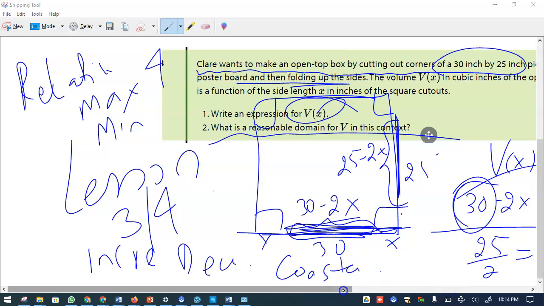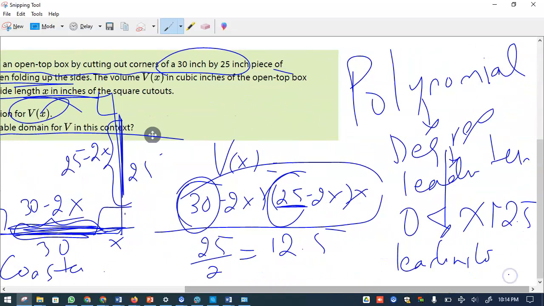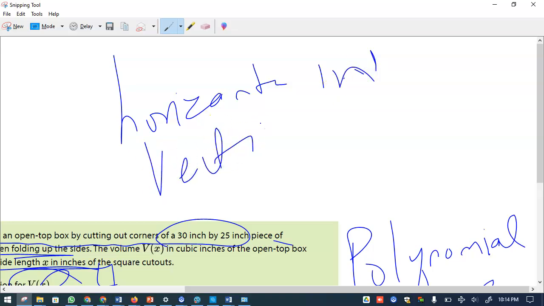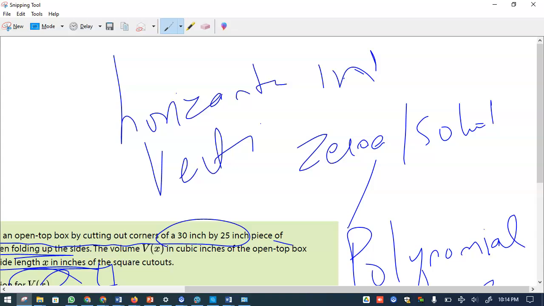And right now you may not know. Also, I think I forgot, what are horizontal intercepts, what are vertical intercepts, what are zeros, what are solutions, what are x-intercepts. They mean the same thing.